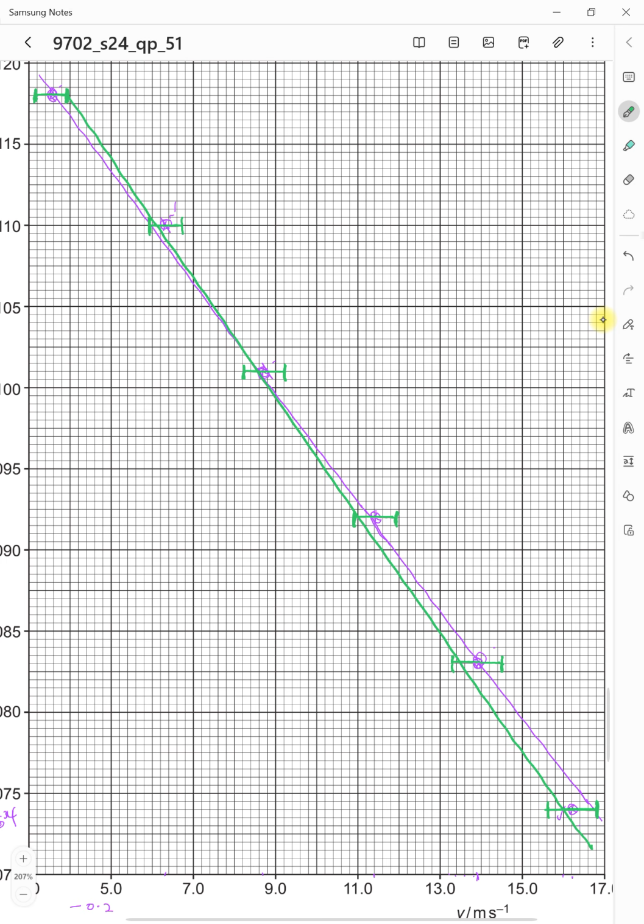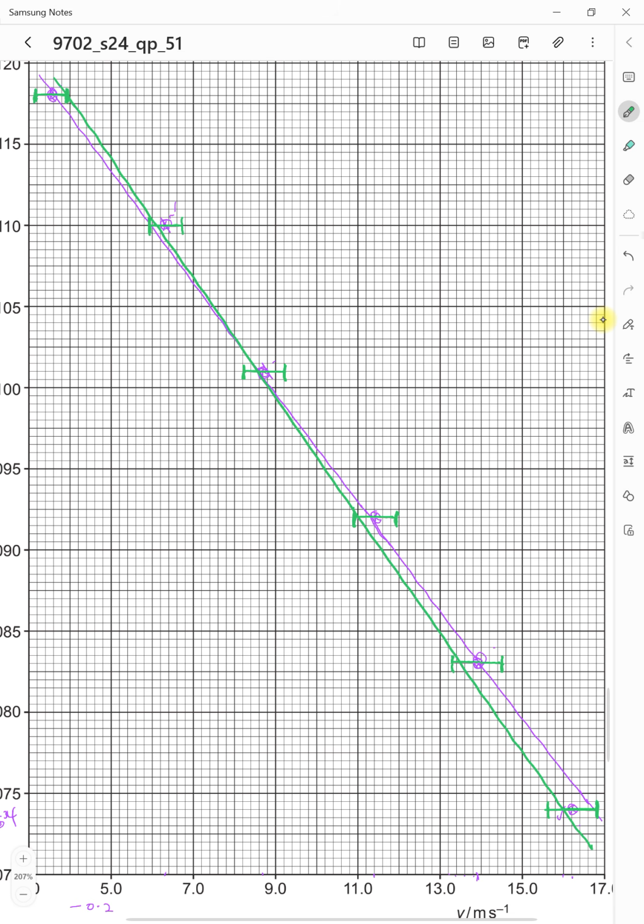So all the error bars must be crossed. So you can see my line is crossing all the error bars. The least point is at this point here. That's how we can conclude that all the error bars have been crossed. So this line shows all the error bars have been crossed. I was aiming at crossing through this point here.